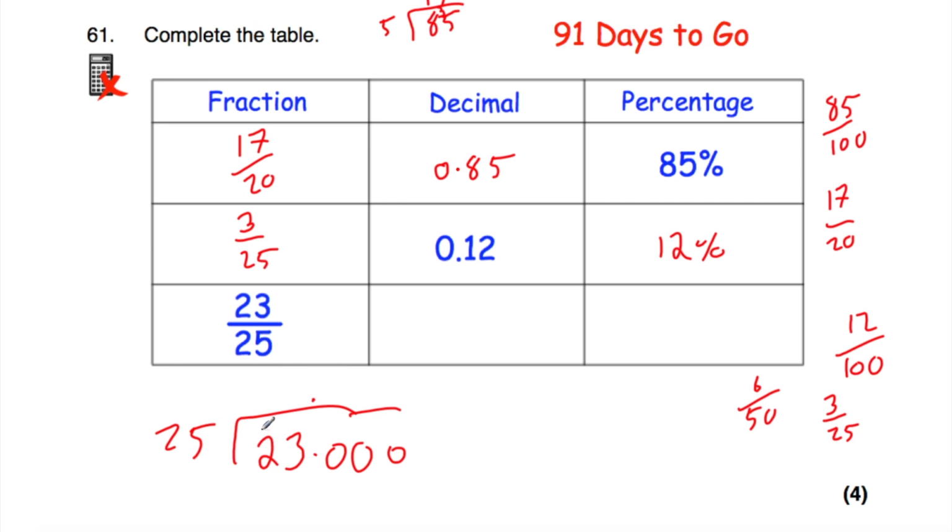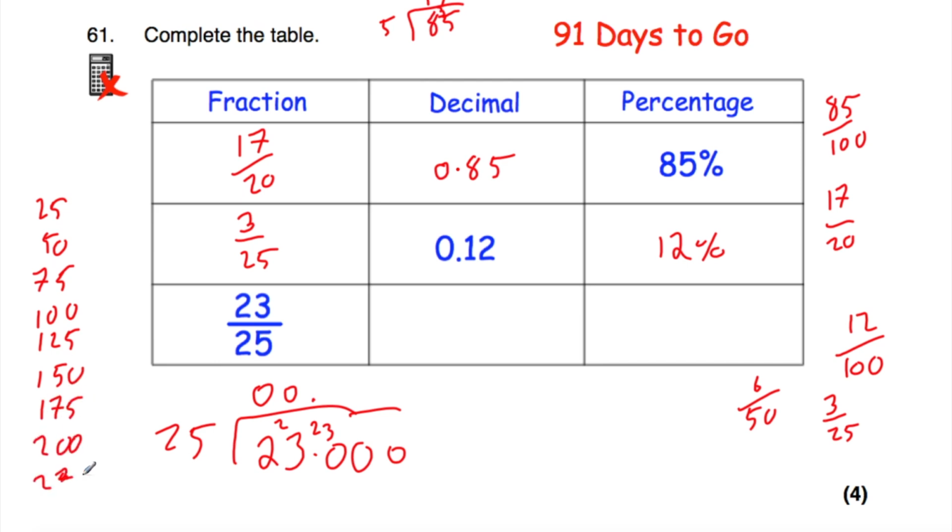So how many 25s go into 2? 0, remainder 2. How many 25s go into 23? 0, remainder 23. So we've now got 230. So let's think of our multiples of 25. 25, 50, 75, 100, 125, 150, 175, 200, 225, and then it'll be 250. So in terms of 230, that'll be 1, 2, 3, 4, 5, 6, 7, 8, 9.